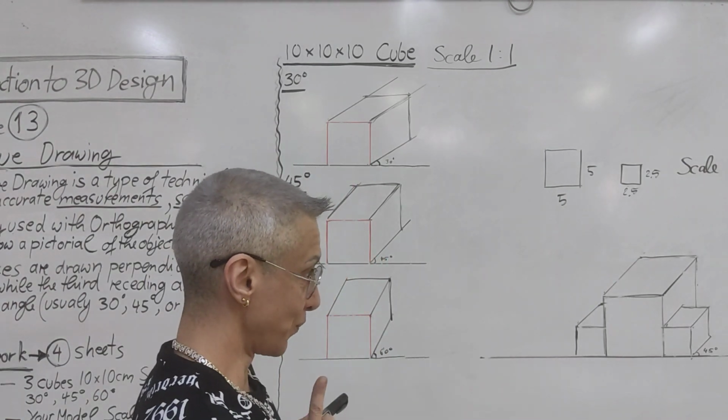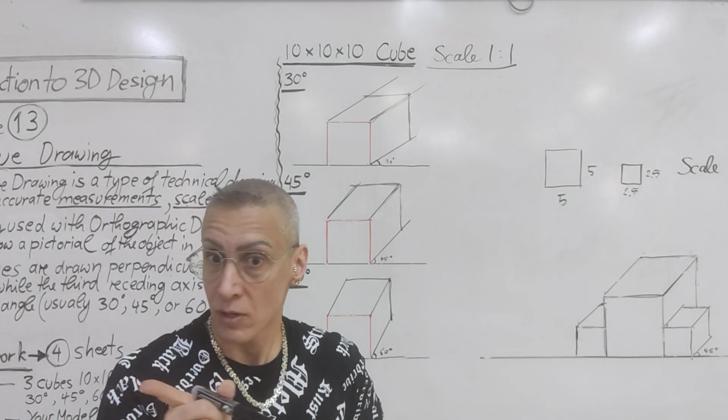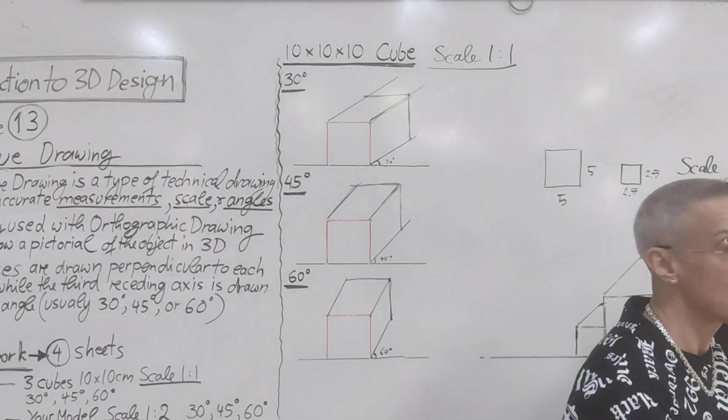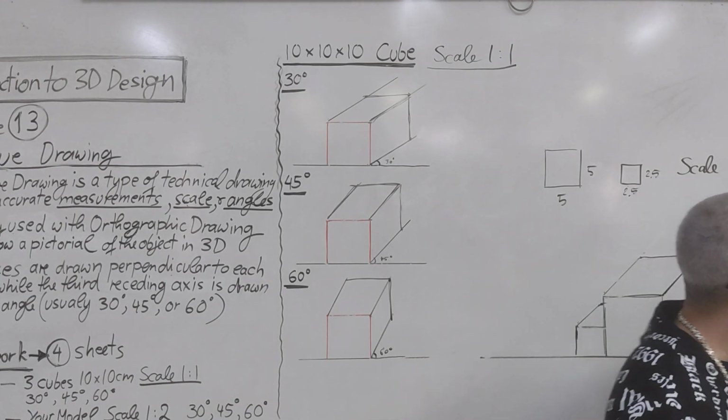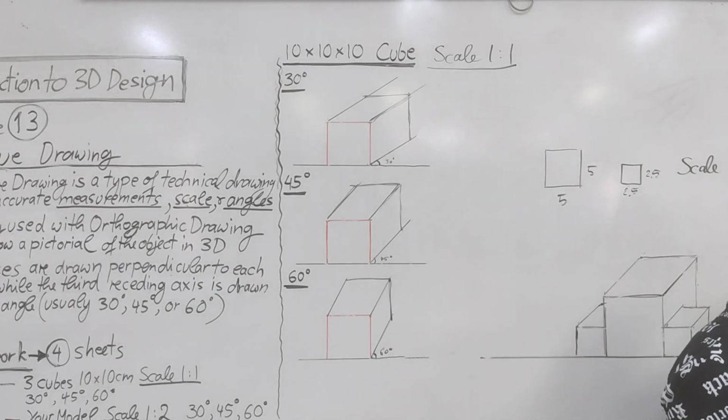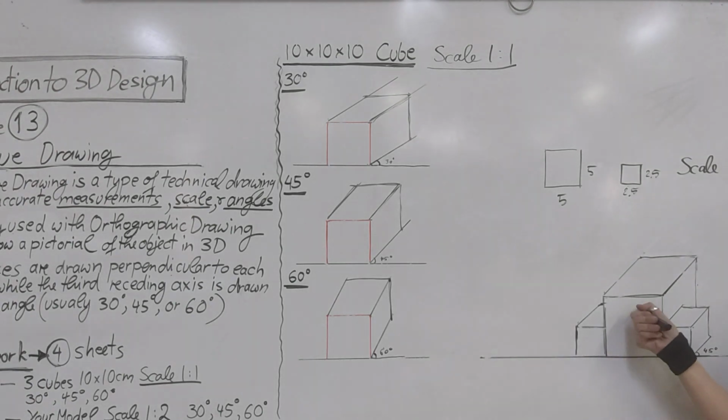Okay, now, in your model, what do you have? You have 3 types of cubes, okay? You have 15 by 15, 10 by 10, and 5 by 5 cube in your model, okay? So, you need to draw your model in what? In oblique. So what is the homework?